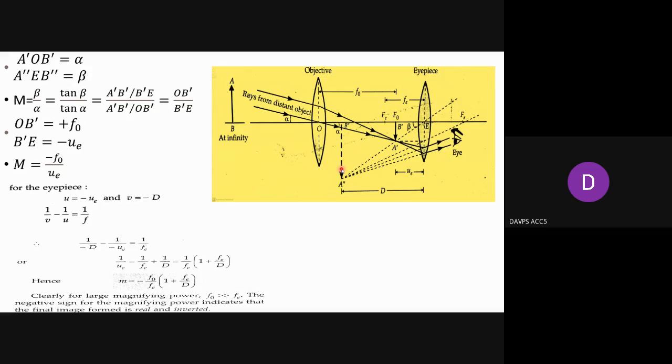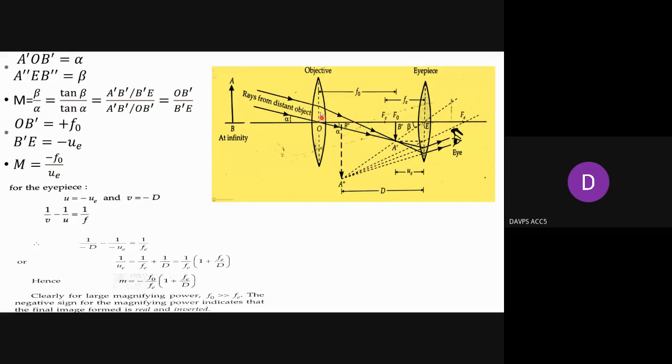So once again, I'm telling you the working: the rays of light from the distant object strike the objective, hence a real inverted image A'B' is formed. The eyepiece is adjusted in such a way that the image A'B' falls within the focal length of the eye lens. Hence, a virtual magnified image A''B'' is formed, and that can be seen by your eye. This is the working of the astronomical telescope.